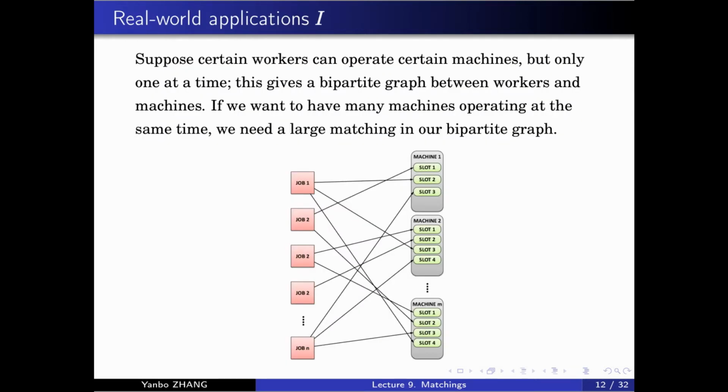The third part of this lecture is about real-world applications of matchings. One real-life situation is about workers and machines. Suppose certain workers can operate certain machines, but only one at a time. This gives a bipartite graph between workers and machines. If we want to have many machines operating at the same time, we need a large matching in our bipartite graph.